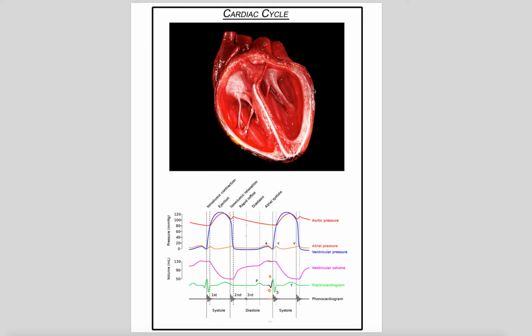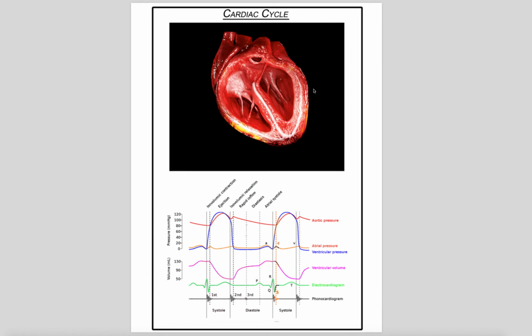Iso means the same. However, as pressure increases in the ventricles and it becomes greater than what is present in the pulmonary trunk and the aorta, these valves open right there. So the pulmonic valve in this case opens, and the ventricles continue their contraction. They push blood, they eject blood into these vessels.